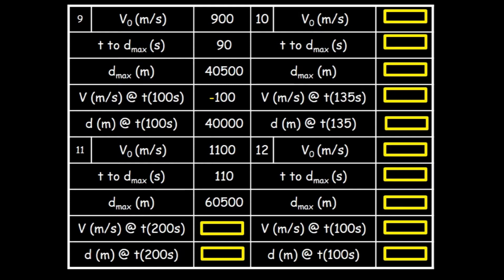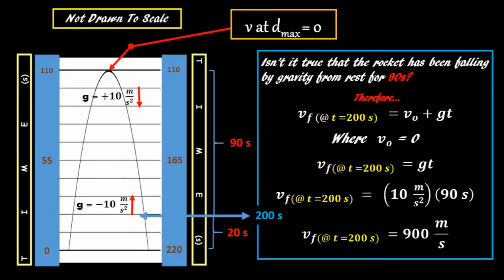Now, what's the velocity at time equals 200 seconds? Well, if it's going to take 110 seconds to the max, let's see, it'll take 220 round trip, so it will fall for 90 seconds, so the velocity will be 900 meters per second. That's pretty obvious. And then it'll fall for an additional 20 seconds.